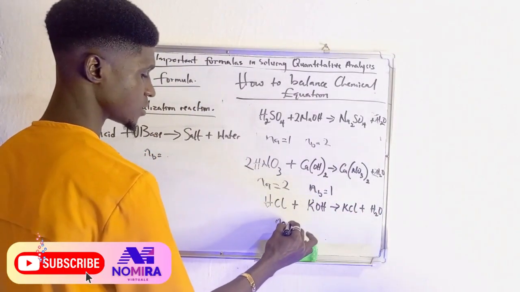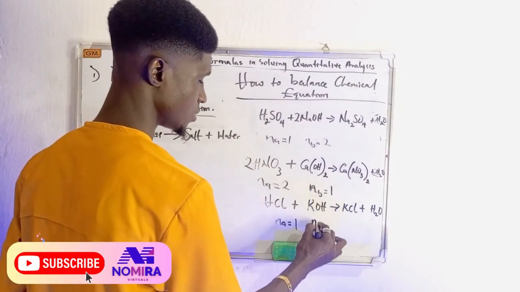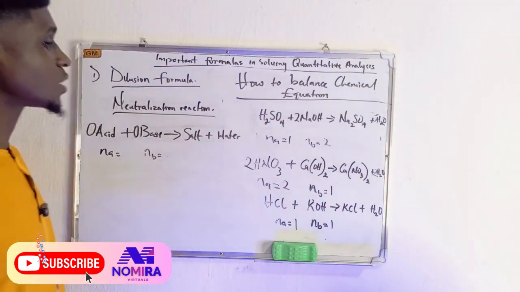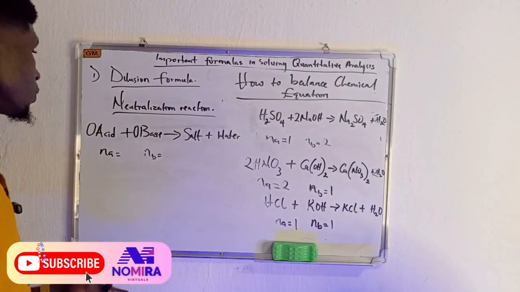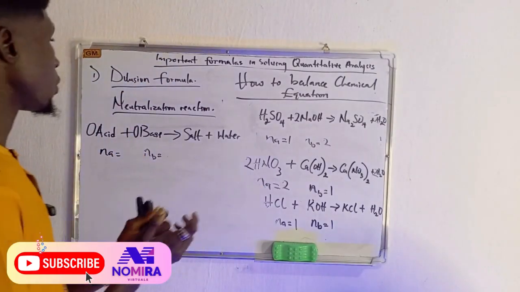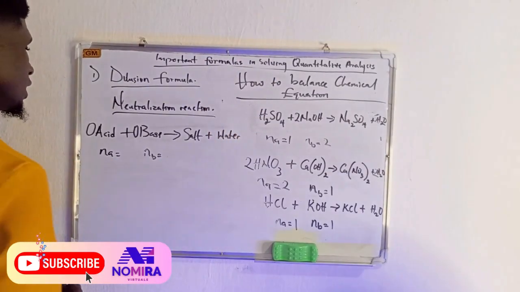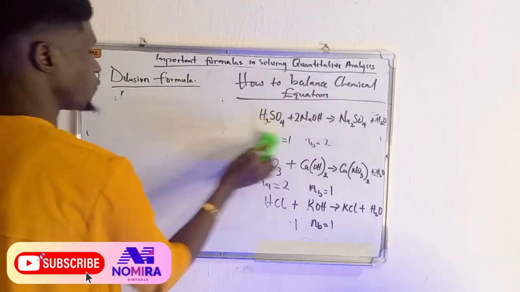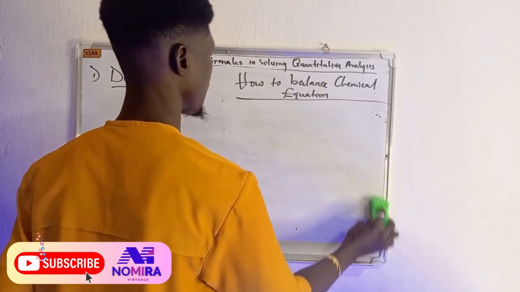So Na is equal to how many? 1. Then Nb is equal to how many here? 1. You can see you cannot just be guessing Na and Nb while trying to apply the dilution formula. Okay, this is just the first formula we'll be using in solving questions involving quantitative analysis. So let us go over to the second formula.